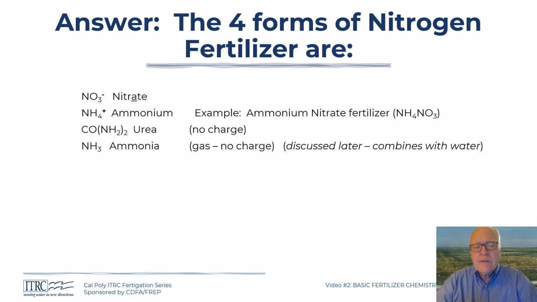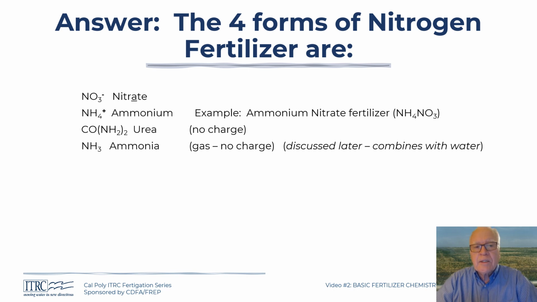The answer regarding the 4 forms of nitrogen fertilizer are nitrate, ammonium, urea, and ammonia. I did mention urea, ammonium nitrate, UAN32. I didn't talk much about ammonia gas, but I'll talk about that a little later.